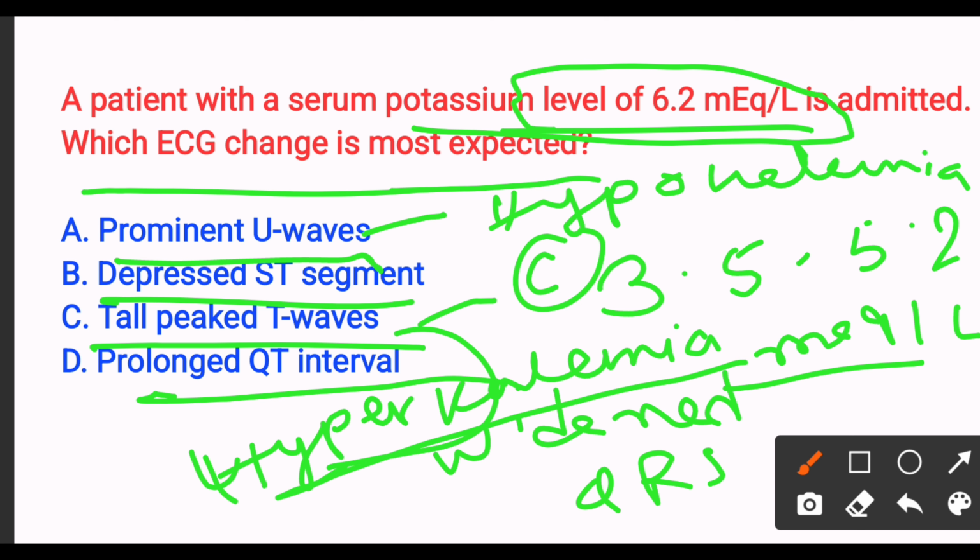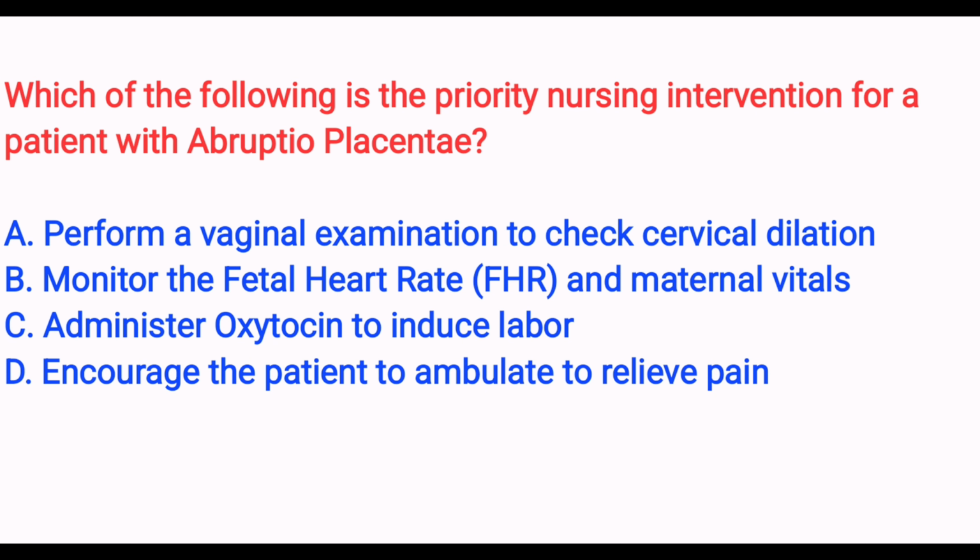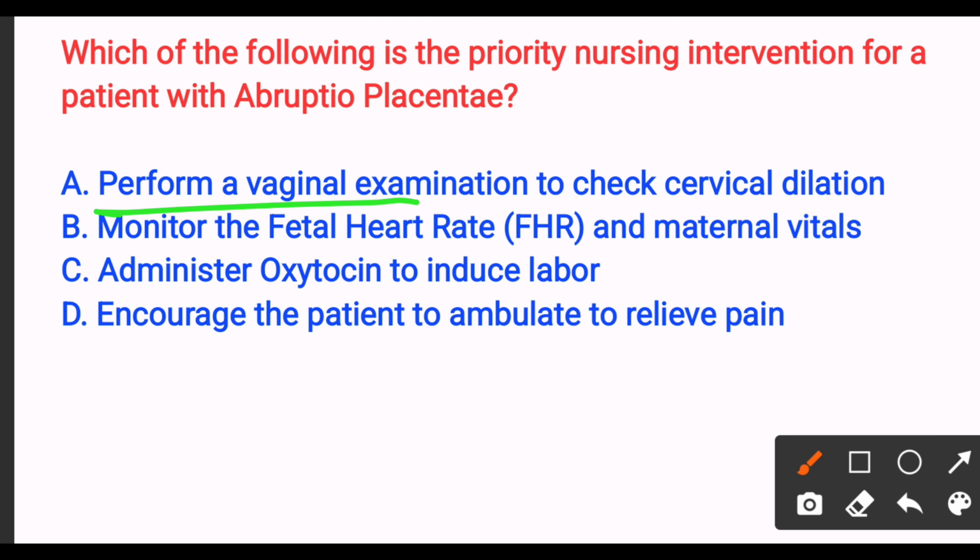Hypokalemia. So the answer will be option C. Next, which of the following is the priority nursing intervention for a patient with abruptio placenta? Option A, perform a vaginal examination to check the cervical dilation. Never perform the vaginal examination during the abruptio placenta and the placenta previa. So this will be the wrong answer.